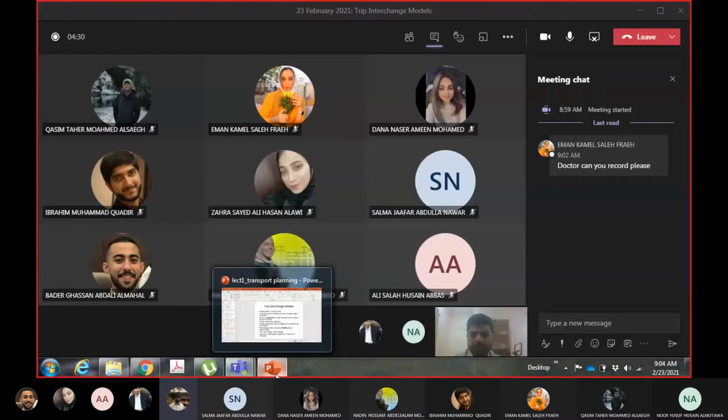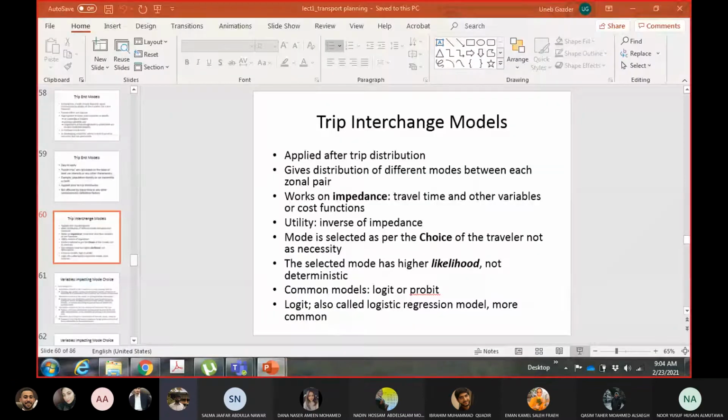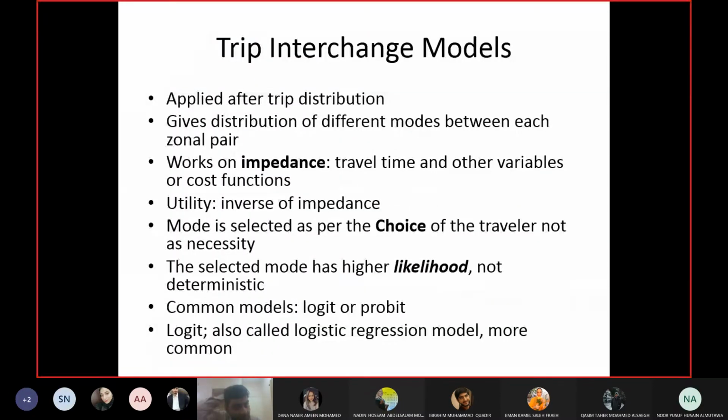So today we'll start the discussion with trip interchange models. Trip interchange models are applied after trip distribution, so they are actually applied in the third stage. As I said earlier, they are more commonly applied and are more popular models for mode choice, to find out which mode the traveler will choose.